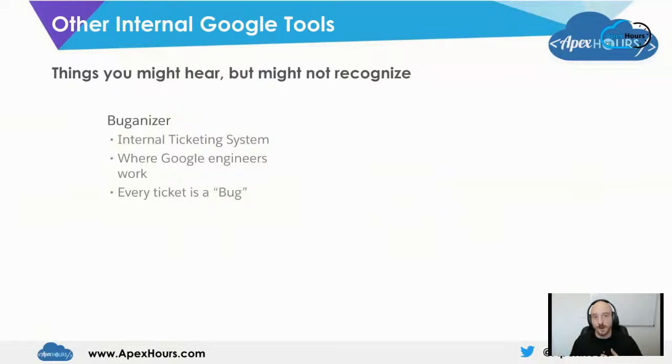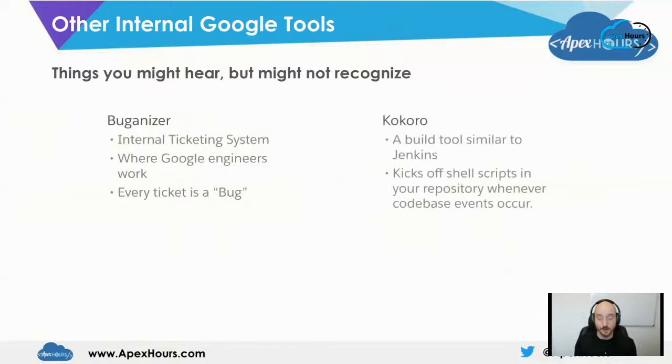So even though it might be a feature request, a story, or internal cleanup, we call all of them bugs because they exist within Buganizer, but really it's just a ticketing system. Another thing that we're going to talk about is called Kokoro.